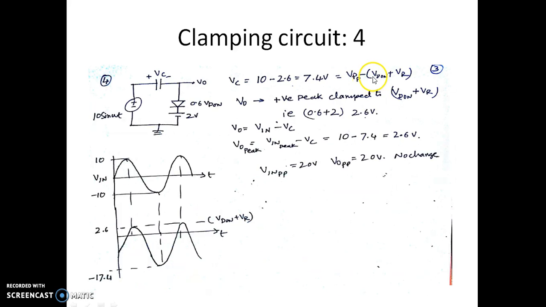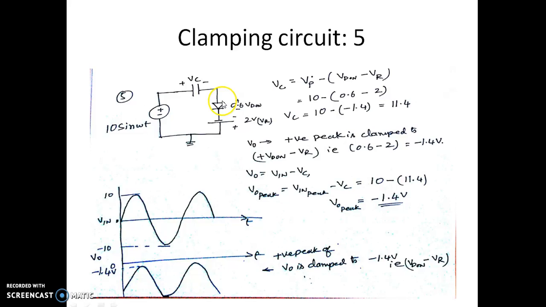In the previous case you might have observed that it is VD-on plus VR, because this was plus minus, this was also plus minus, so they got added. Now in this case it is plus minus for VD-on, whereas for VR it is minus plus. The capacitor voltage is now Vp, that is the peak voltage, minus the voltage over here, which is nothing but VD-on minus VR. So this is the capacitor voltage.